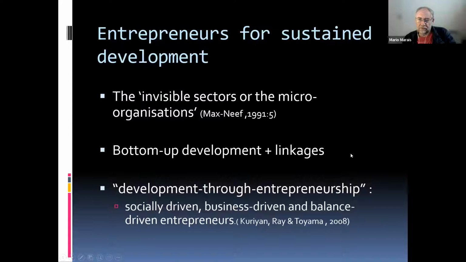And if you talk about entrepreneurs for sustained development, Max Neef, and I agree with him, calls them the invisible sectors or the micro-organizations. These small entrepreneurs may be living from hand to mouth because they're hawking tomatoes next to the side of the road, or selling sweets, or Doritos, small bits of food to people at transit points because they're going home and haven't eaten yet, or in the mornings. So how do you get bottom-up development and linkages? What does development through entrepreneurship mean?